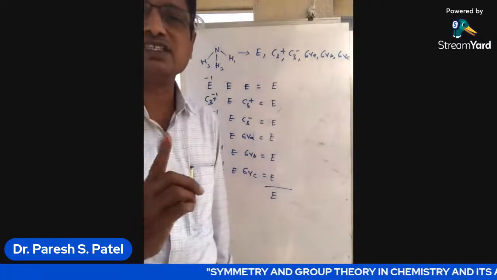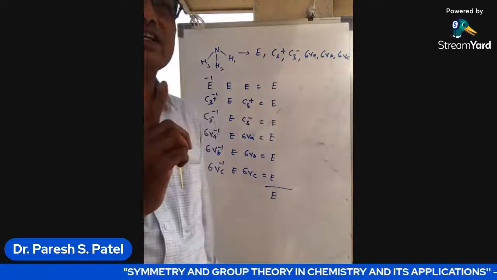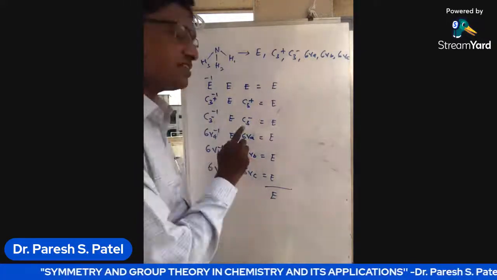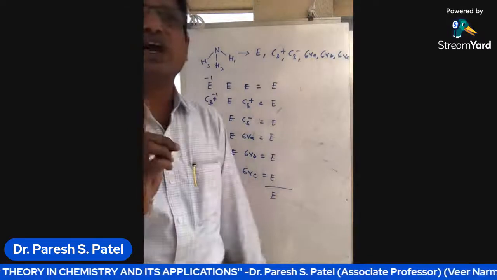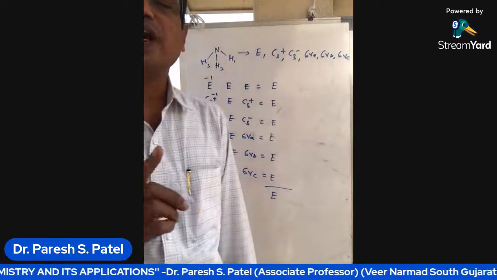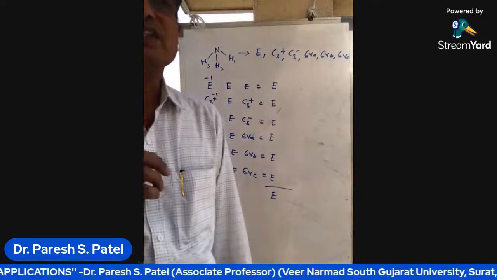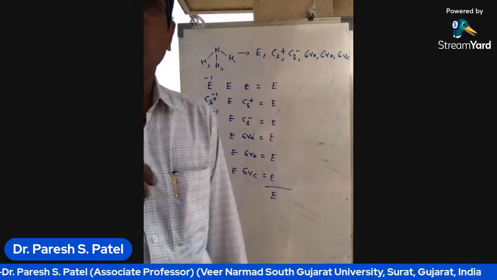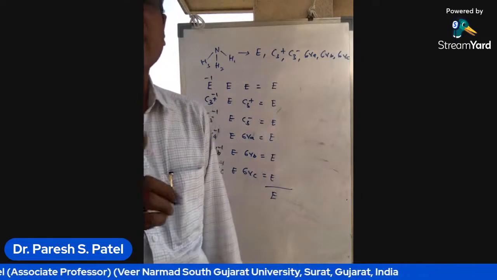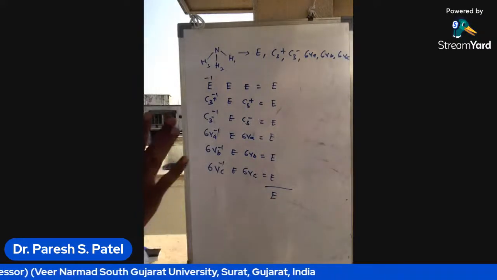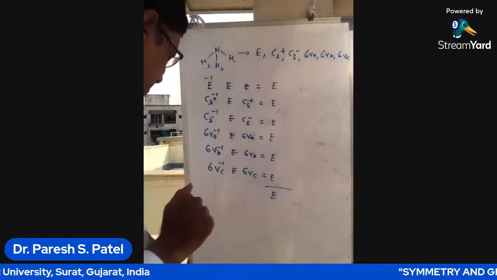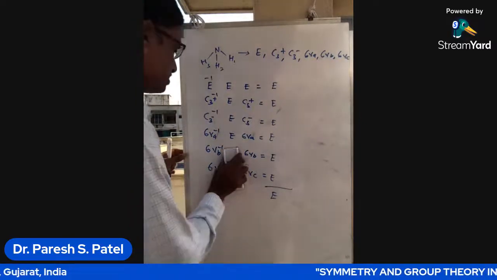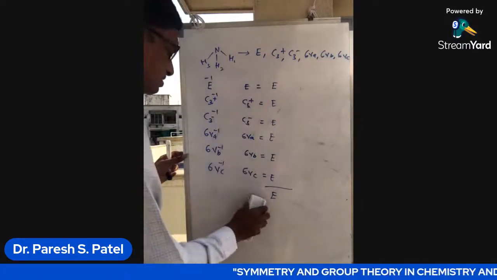So this result suggests that E is conjugate to itself to form an individual class. So for any representation, identity should be conjugate to itself to form an individual class in each and every character table. So the first class of the ammonium molecule is identity. Now the second one is C3 plus.